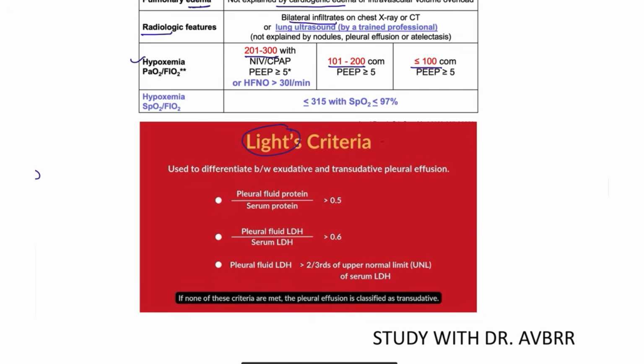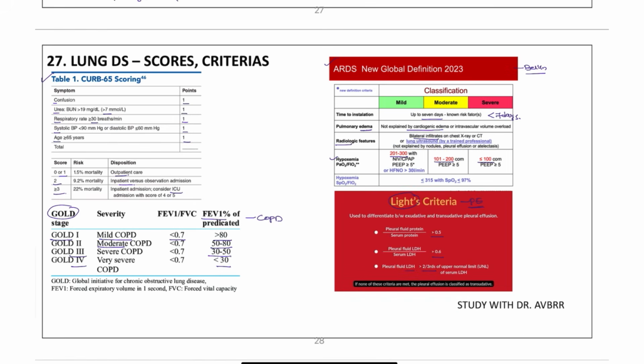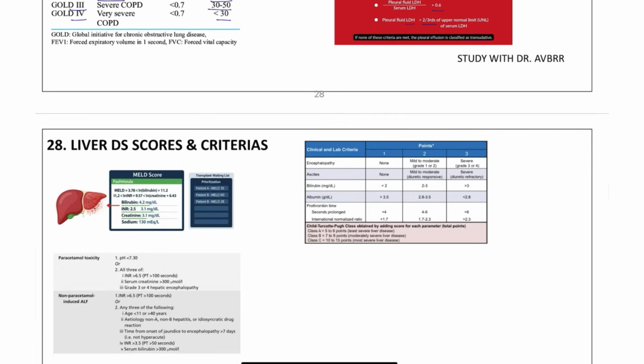Light's criteria is for patients with pleural effusion, and in pleural effusion, if any one is present, then we have to consider this is due to exudation. If the pleural fluid to serum protein ratio is more than 0.5, pleural LDH to serum LDH ratio is more than 0.6, and pleural LDH is more than 2/3 of the upper limit. If any one is present, then it is considered a pleural effusion.